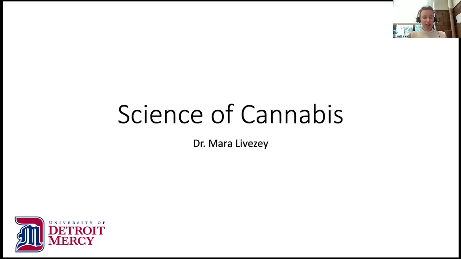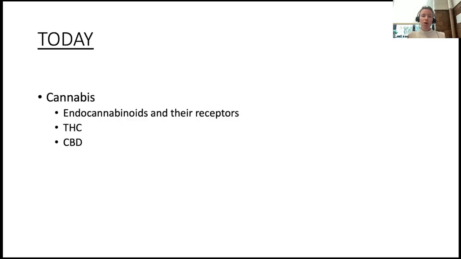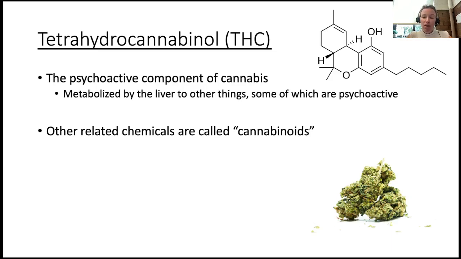Welcome, folks. Today we will learn how cannabis works, the science of cannabis. So we'll talk about molecules called endocannabinoids and their receptors. We'll talk about THC and CBD. Let's start with probably the most well-known component of cannabis, THC.